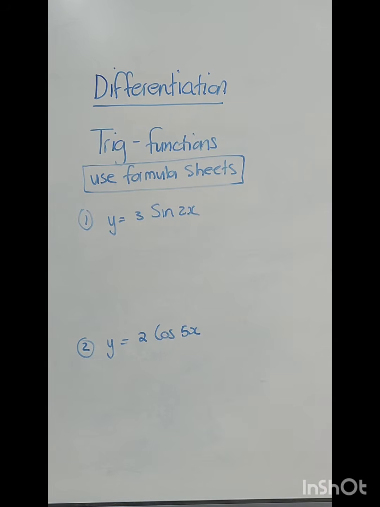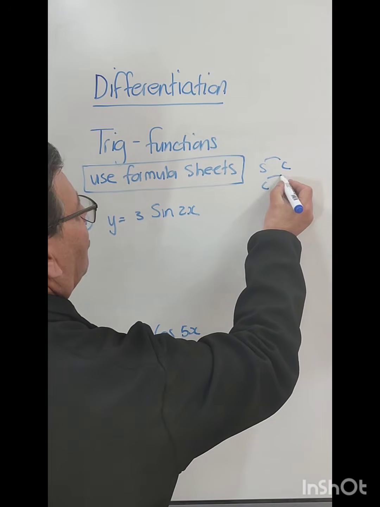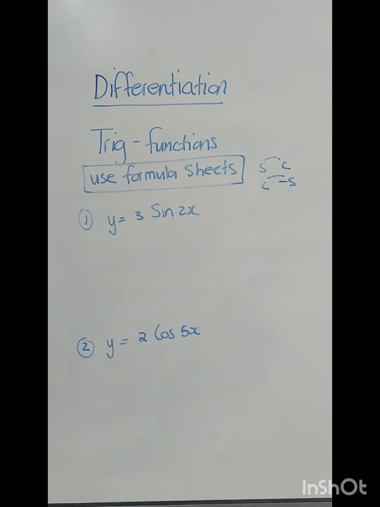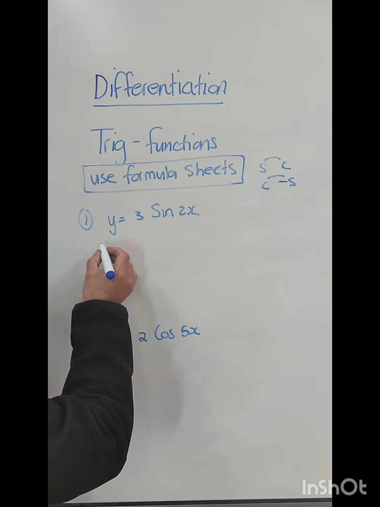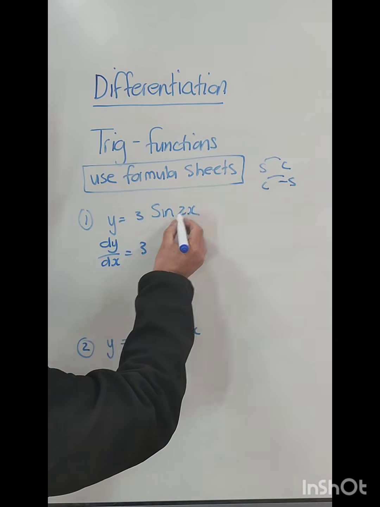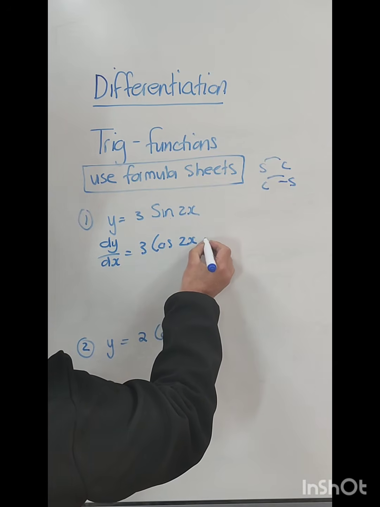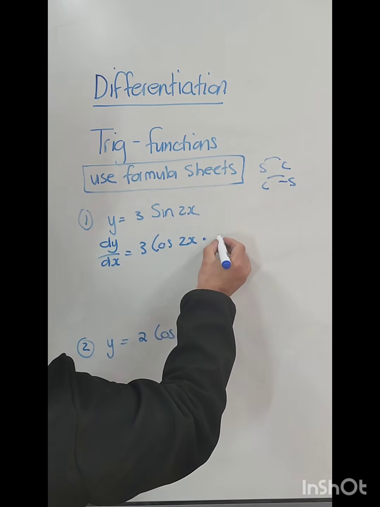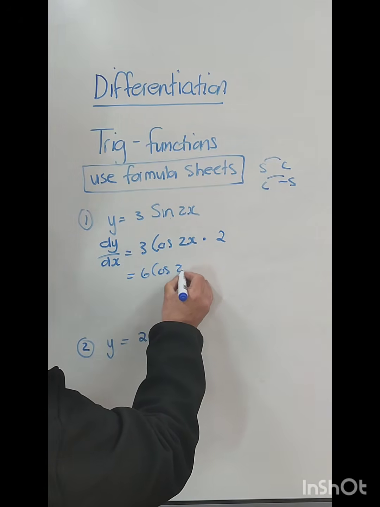So the next function that we're going to derive is trigonometric functions. So there you would use your formula sheet, and you will see that sine will become cos when you differentiate, and cos will become minus sine, for example, when you differentiate. So if I have to derive y equals 3 sine 2x, I first have to indicate dy over dx. Then the 3 stays there. Sine will become cos, the angle can never change to x, but thereafter I must multiply by the derivative of this angle, which is 2. So that will give me 6 cos 2x.